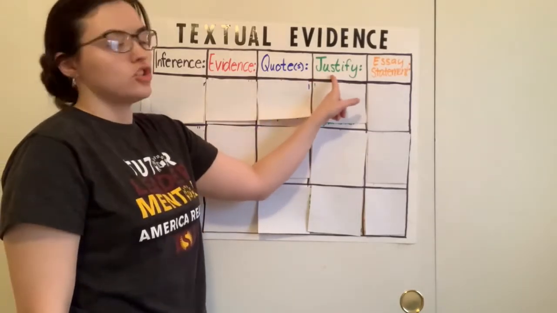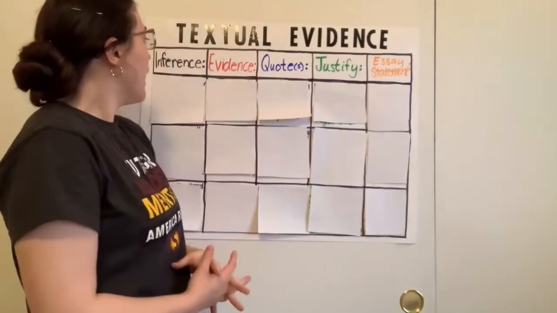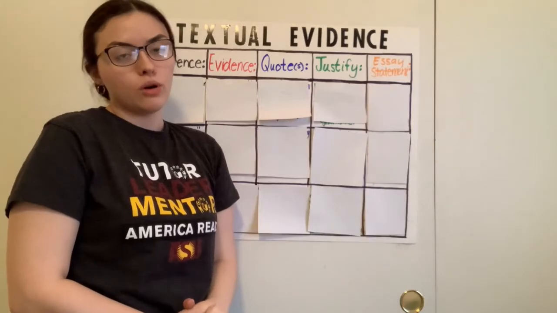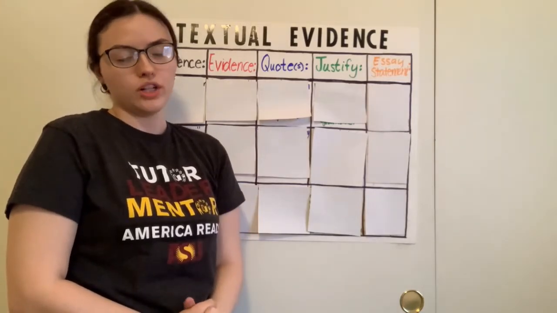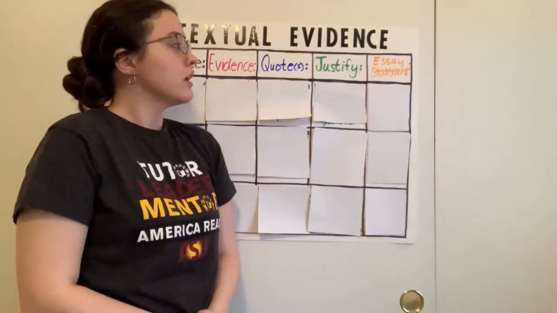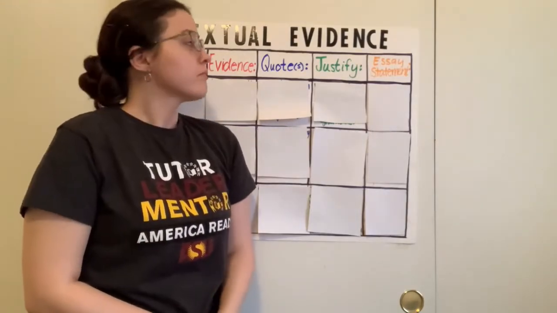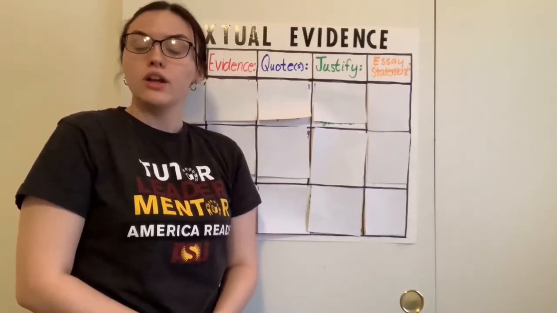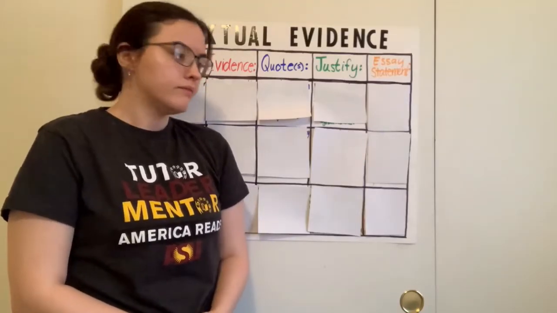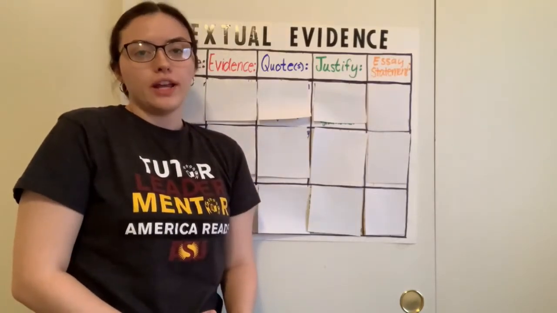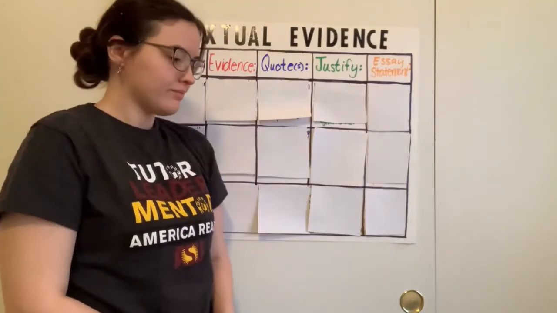Your next box is justify. After we find the evidence and the quote, we are going to justify why we think those quotes and that evidence supports our inference. Lastly, you're going to have essay statement. This box is going to include a statement that you would include in your writing when citing textual evidence. Now that we have our graphic organizer created, let's get to the story.